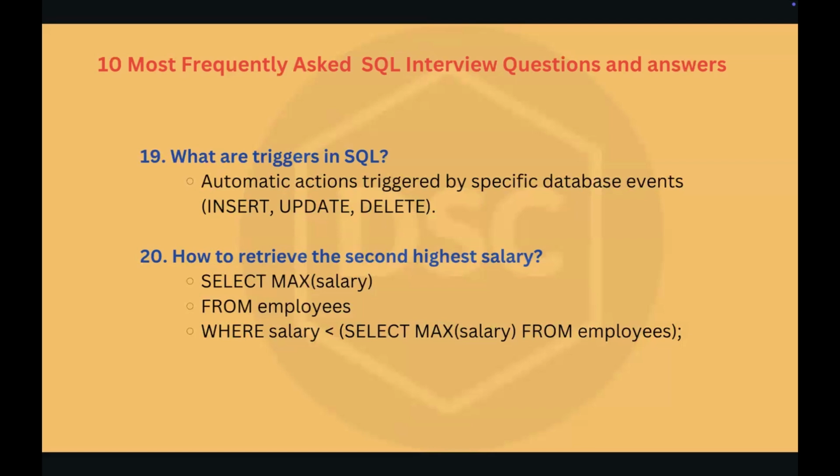So what's happening here is, first the select max salary from employees inside the where clause is executed, and we will get the max salary. Then the outer query is executed, so we will get a max salary which will always be less than the maximum salary. We'll get the second highest salary. This query finds the maximum salary less than the highest salary, effectively returning the second highest.